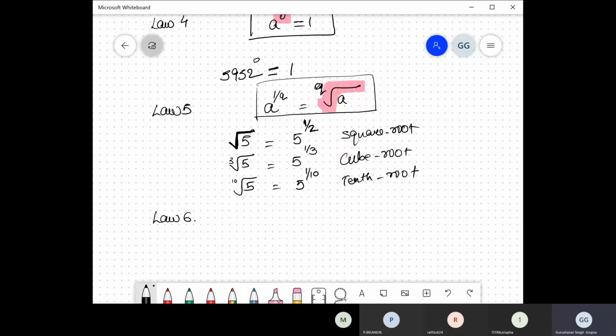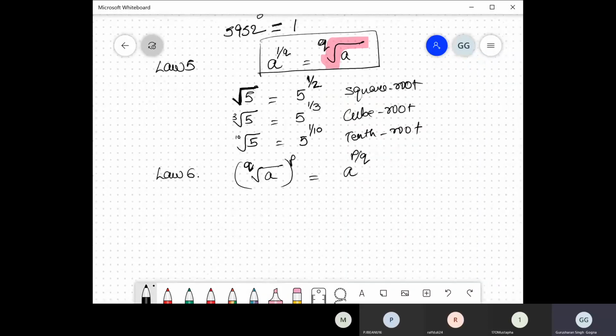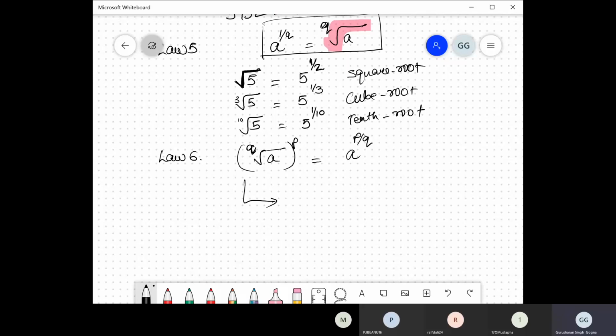Law number 6. It's pretty much the same thing. So what if I have the qth root to the power p? Then you can directly say a to the power p over q. Now I will break it down a little bit because this is not something new, because it's related to the previous laws which you studied. So what is the meaning of root? Root means a to the power 1 over q, isn't it? That's the meaning of this part here. Okay, and then to the power p.